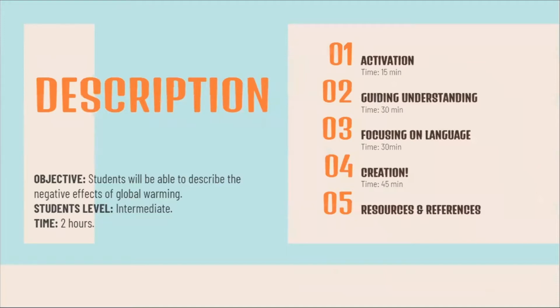Let's begin with a description of the lesson plan. The objective of the class is that students will be able to describe the negative effects of global warming. The students' level is intermediate and the time is 2 hours. As for the content of this presentation, we will have the 4 stages of CLIL and then our resources and references.